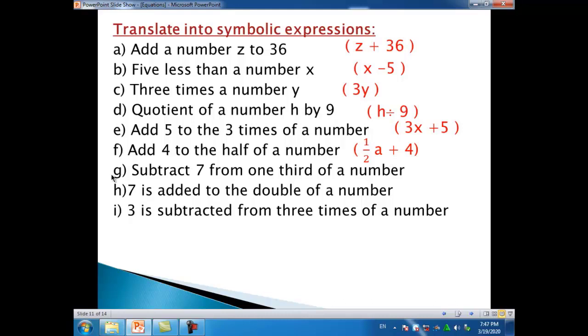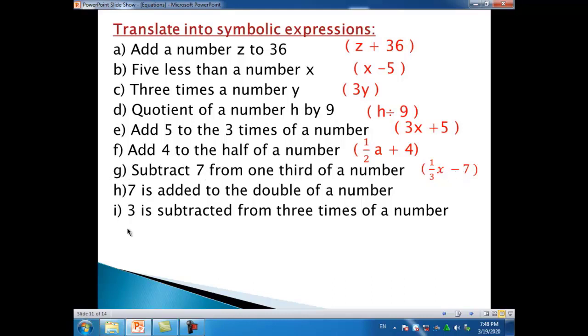Now, letter G, subtract 7 from 1/3 of a number. We will assume that number is an x. So 1/3 of a number will be a third x. Now, we want to subtract 7 from it. It will be a third x minus 7.